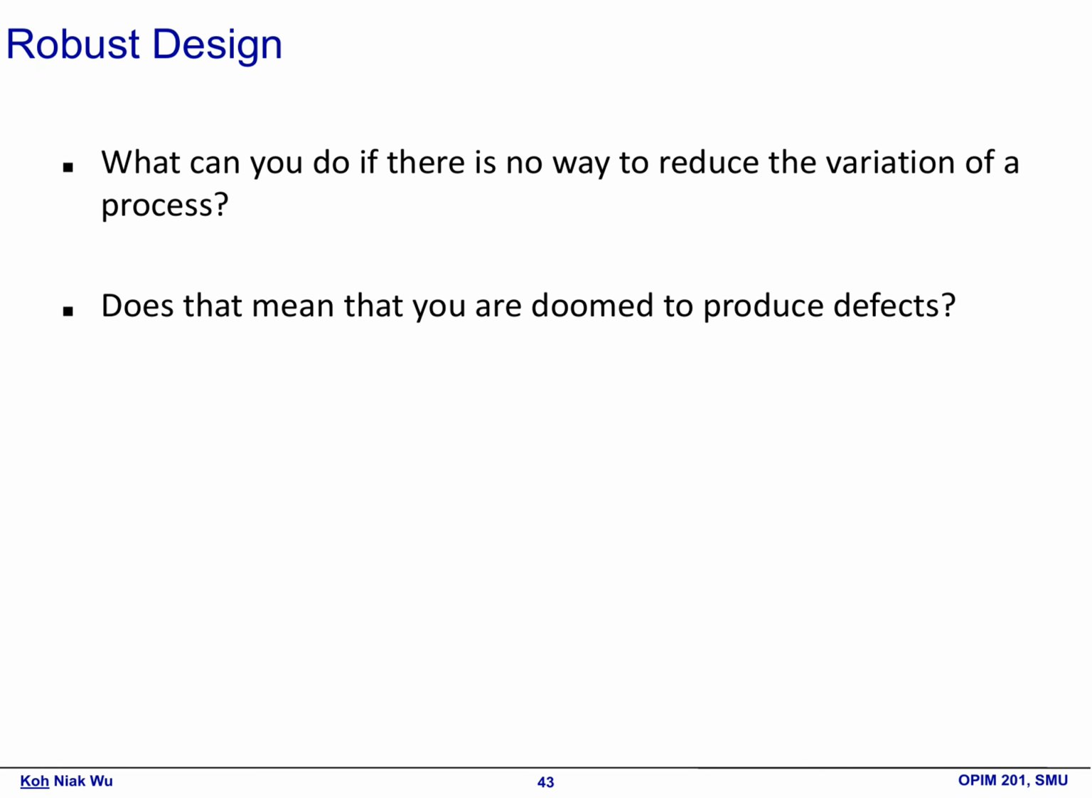In robust design, we face the challenge of dealing with process variation. Sometimes, it feels like there's no way to lessen this variation. This can lead to concerns about producing defects in our final products. However, this doesn't mean we are stuck or doomed to failure. Instead, we can explore different strategies to manage and accept variability, ensuring we still achieve quality outcomes despite the challenges.